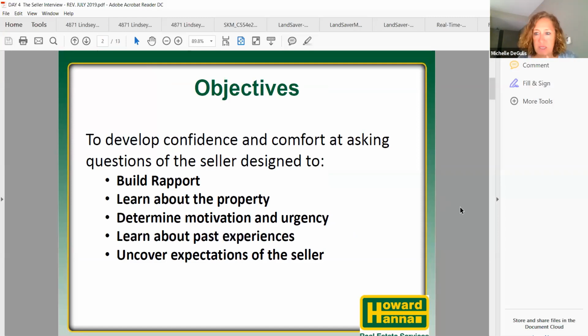So what are our objectives today? The objective is to develop confidence and comfort at asking questions of the seller designed to do the following for us. We want to build rapport with that seller. We want to learn about the property from the seller interview. We want to determine the seller's motivation and urgency. We want to learn about any past experiences they've had, because that could be a big clue for how we're going to mold our personalities to them. And of course we want to uncover what expectations they'll have of us. So that's our objectives today.